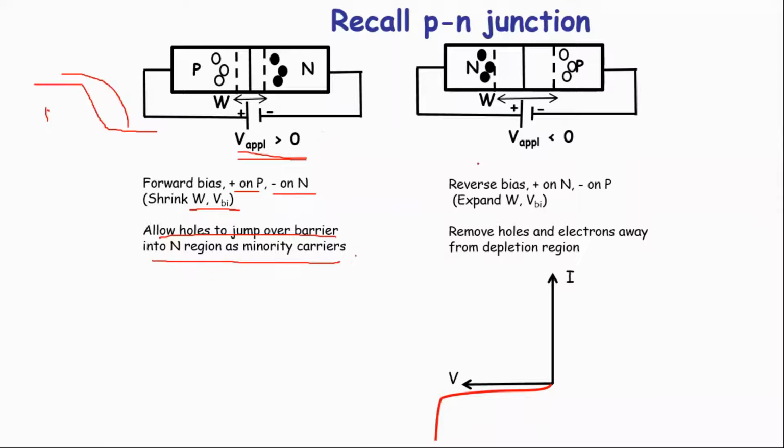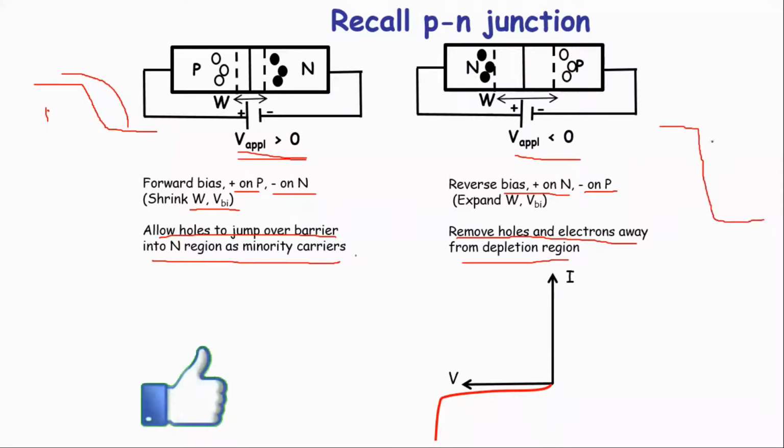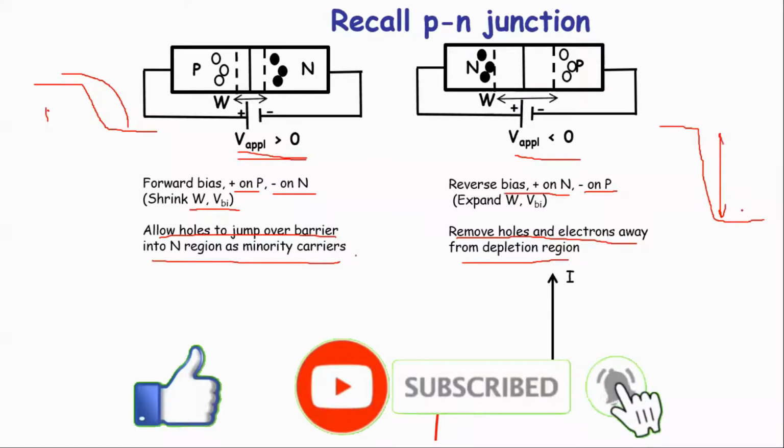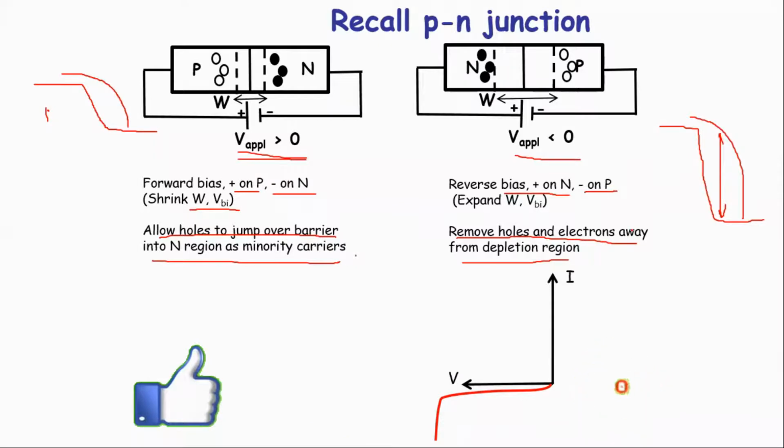Similarly, when your applied voltage is less than zero, it means it is reverse biased. That means positive on n and negative on p, so holes and electrons are removed away from the depletion region. Because of that, your depletion width increases, and the built-in potential also increases. So it becomes very difficult for electrons to jump from here to here. That's the basic thing.